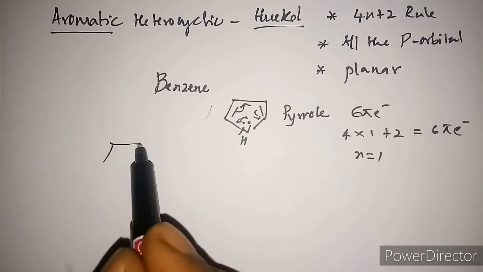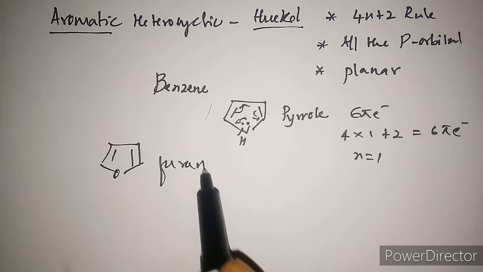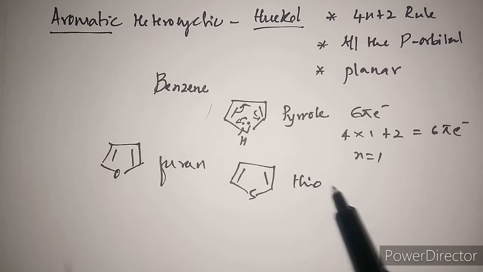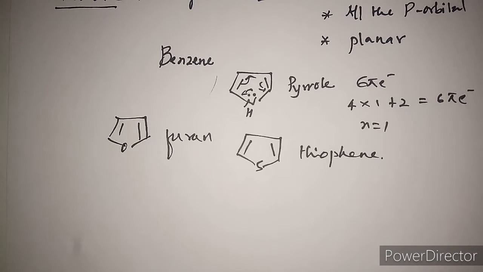Now similarly we can take furan. So this is furan. Now this is thiophene. So these are the aromatic heterocyclic systems.